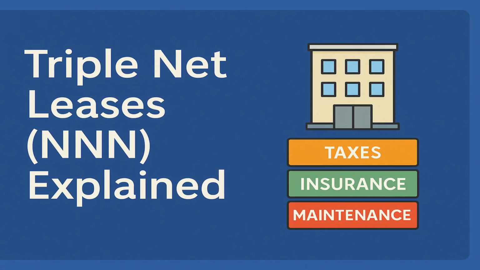Today we're going to focus on one of the most common and significant types, the triple net or NNN lease. So what exactly is an NNN lease? The NNN stands for triple net and it refers to the three primary operating expenses that the tenant, in addition to the base rent, is responsible for paying.